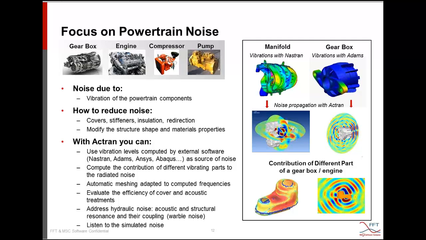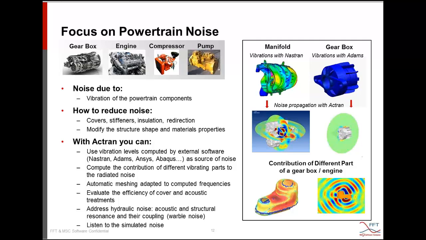The efficiency of acoustic treatments can easily be evaluated with Actran. So Actran is adapted for understanding where the noise comes from and how to reduce it efficiently. Moreover, vibrations computed previously by an external software can be read as acoustic sources in Actran. The hydraulic noise can also be addressed, and it is possible to hear the simulated noise. Pictures and animation on the right show examples of vibrations computed by Adams Flex, and then read by Actran for computing quickly the radiating noise.